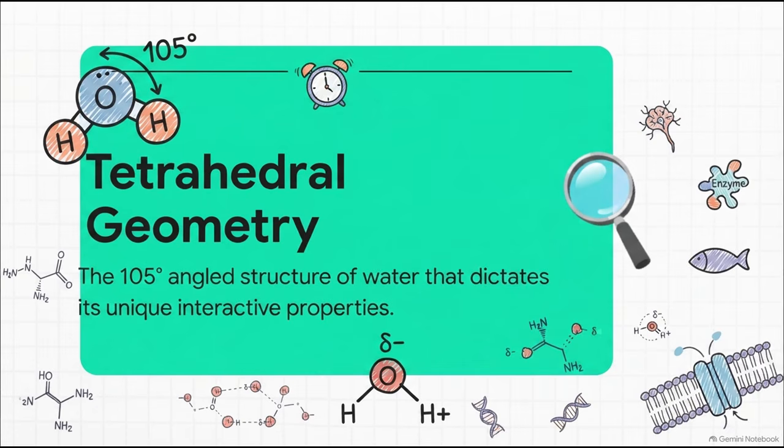Let's start with tetrahedral geometry. A water molecule has a very specific 105-degree angle. Now, this isn't some random number to ignore. It's a guaranteed, crucial exam point. This angled structure allows the water molecule to act as a dipole, dictating all of its unique interactive properties. Literally, without this exact 105-degree angle, life as we know it simply wouldn't exist.